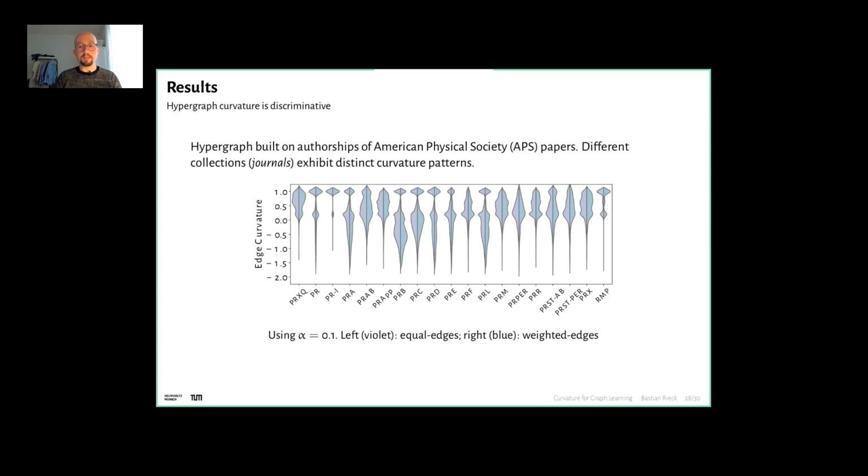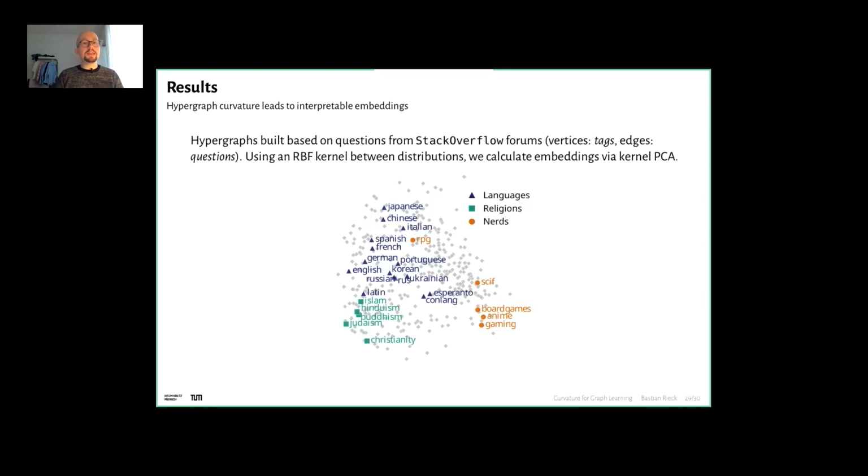Second, and this is also very exciting, we build hypergraphs based on questions on certain forums. Specifically, we take questions from Stack Overflow forums, and we look at the tags that are given to these questions. So the vertices of this hypergraph are the tags, and the edges are the respective questions. Every hyperedge is a question that is being asked. Then we find that even a very simple curvature calculation with one of the aggregation measures leads to almost nicely interpretable embeddings almost out of the box.